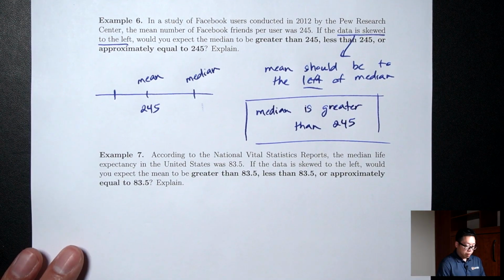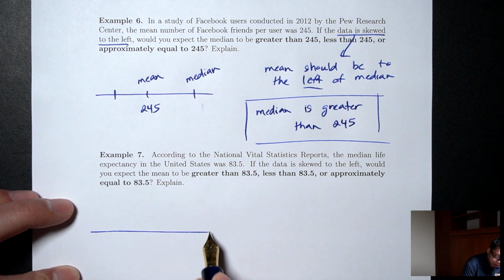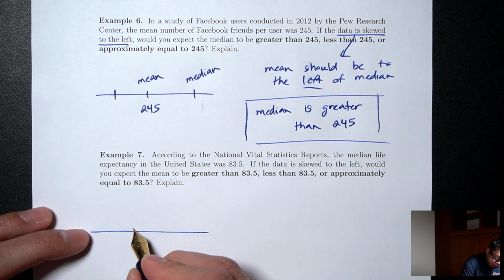Example 7. According to the National Vital Statistics reports, the median life expectancy in the United States was 83.5. If data is skewed left, would you expect the mean to be greater than, less than, or approximately equal to 83.5? Make my number line. I only gave you one number, which is the 83.5, so I'll put it somewhere.